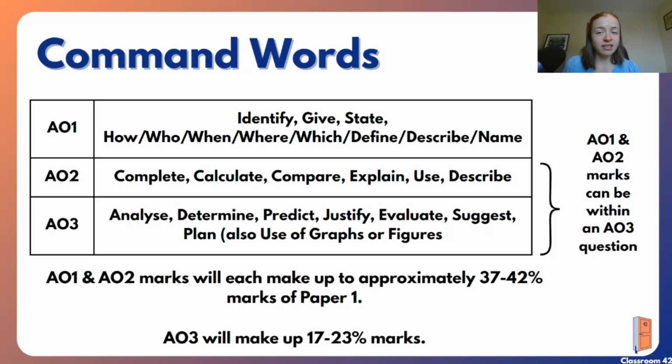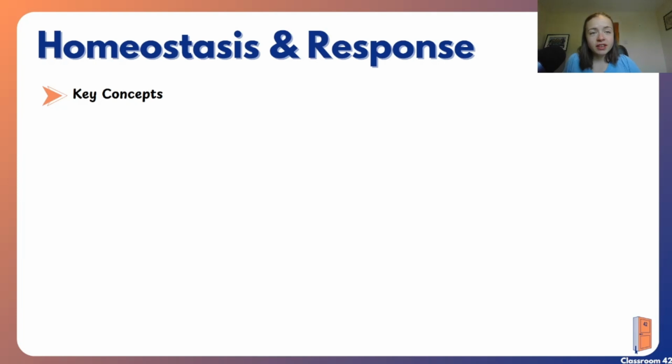And just as I said, AO1 and AO2 will make up that 37 to 42% of paper 1 and paper 2 as well. And then AO3 is slightly less, but they can be those crucial extra marks that get you up a grade or two. So for this paper, I think the key concepts and making sure that you've covered every part of the specification that you need to is really important in order to feel confident answering questions about each topic.